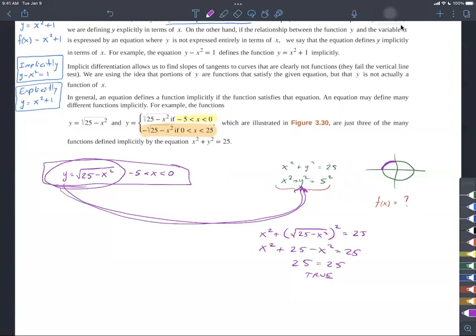So notice that the green equation, x squared plus y squared equals 5 squared, implicitly has y in it, and it defines a circle. Its graph is a circle. And the purple equation, even though it is y explicitly in terms of x, only gives a portion of the circle.